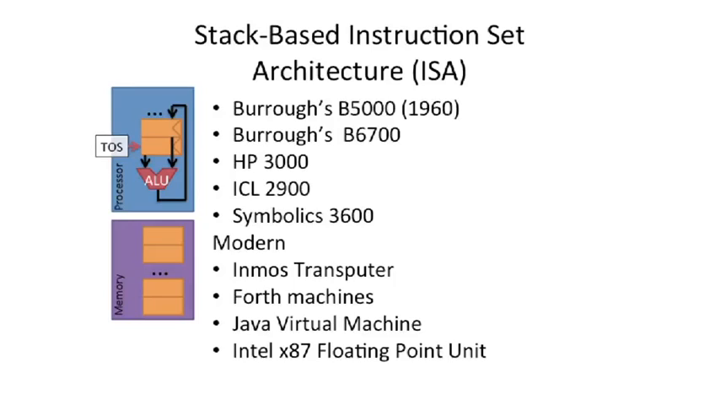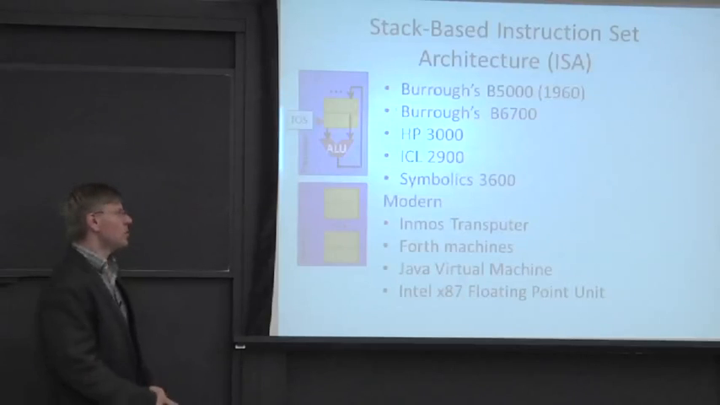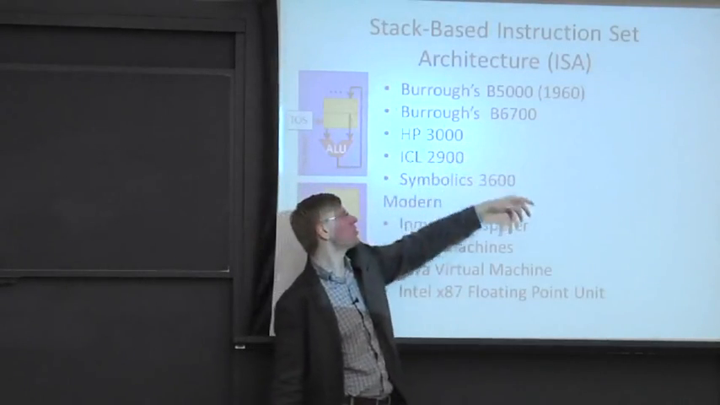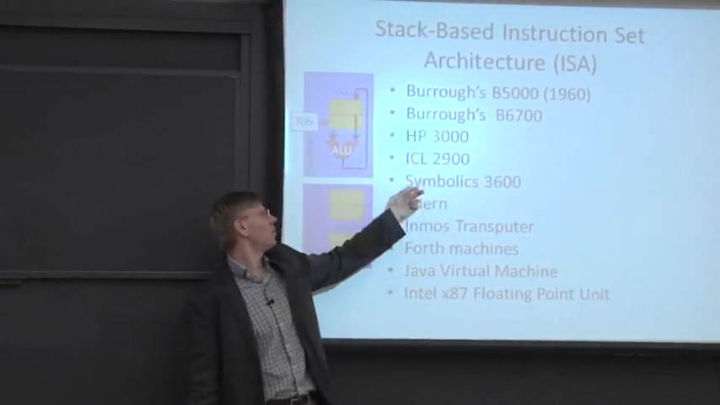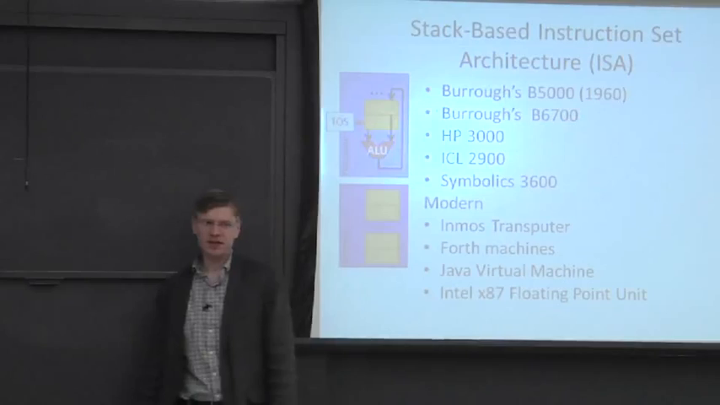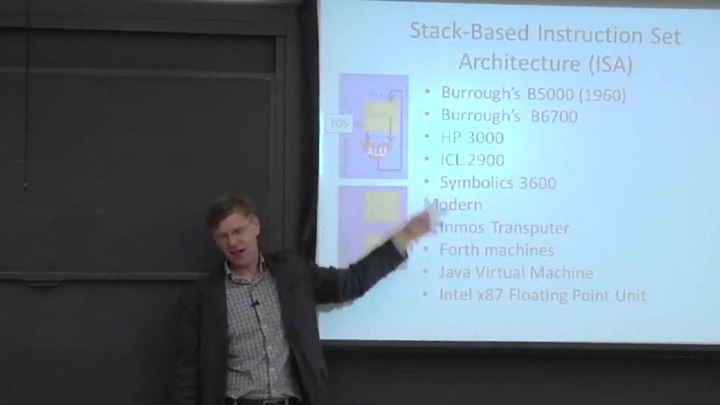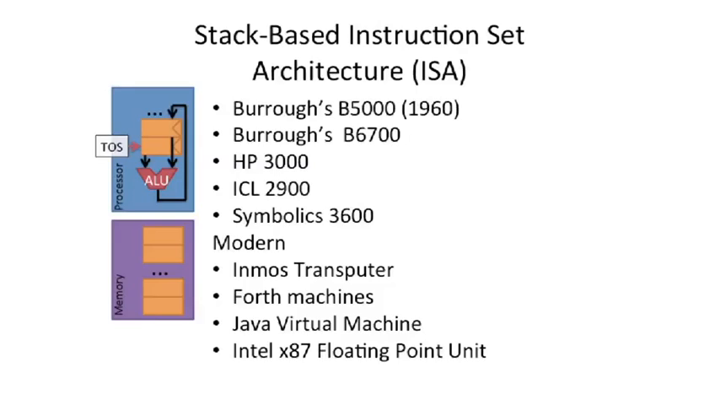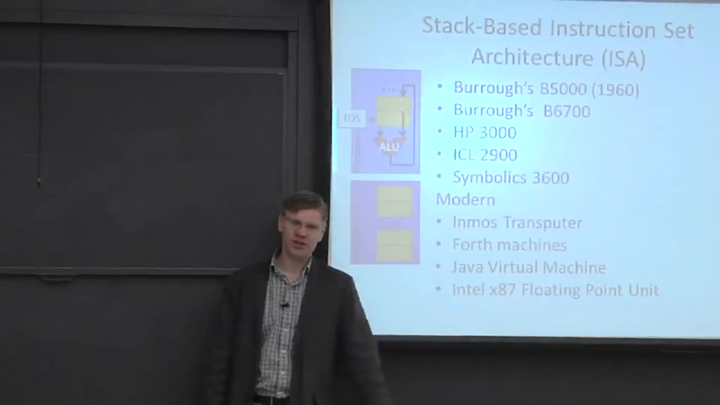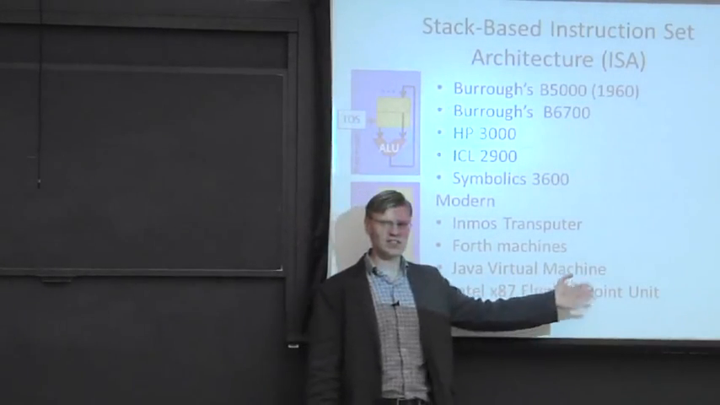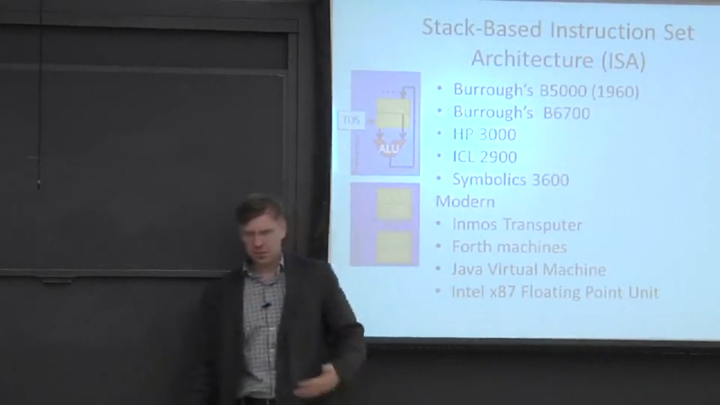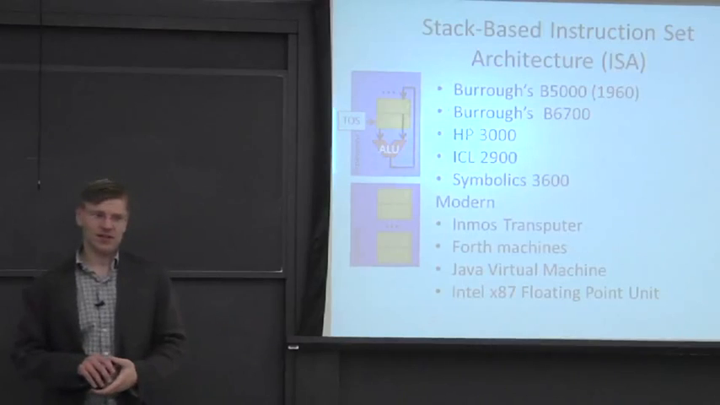Okay, so let's go into a little bit of depth about a stack-based architecture. Some examples of this are the Burroughs 5000 and the Symbolics machines, which were stack-based, and these are machines from the past. There are a few more modern examples. For instance, the Java virtual machine is actually a stack architecture. And also Intel's old floating point system, x87. They've since deprecated this, but it's still relatively modern. It was a stack-based instruction set architecture.